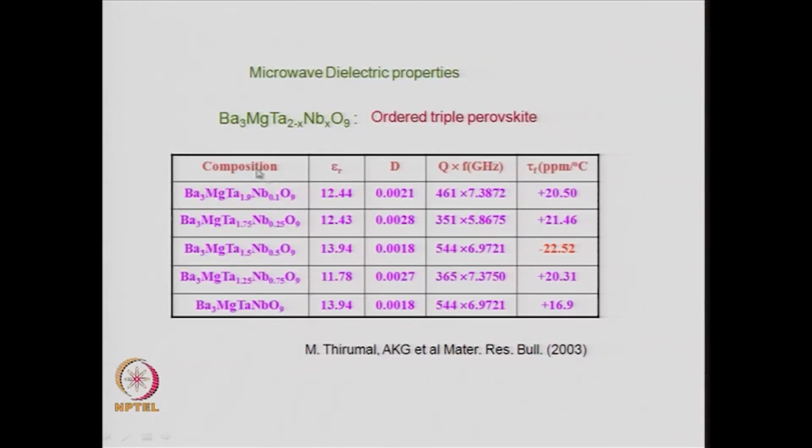This is an example of how you can make new compounds having the same structure by substituting niobium for tantalum and undergoing the same type of analysis: measure the dielectric constant, the dielectric loss, the quality factor, and the temperature coefficient of resonance frequency, and these values are in ppm per degree centigrade. So, a whole lot of measurements have been done. This is only one example where real numbers are shown to you about the dielectric constant and the dielectric loss of triple perovskites.